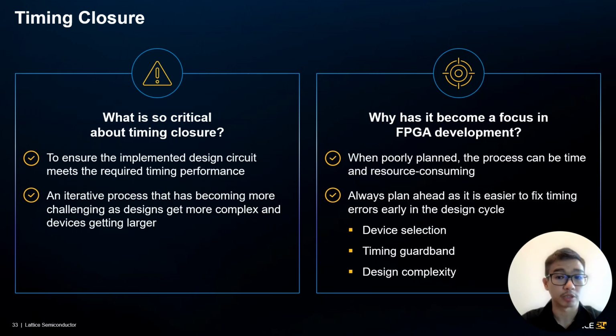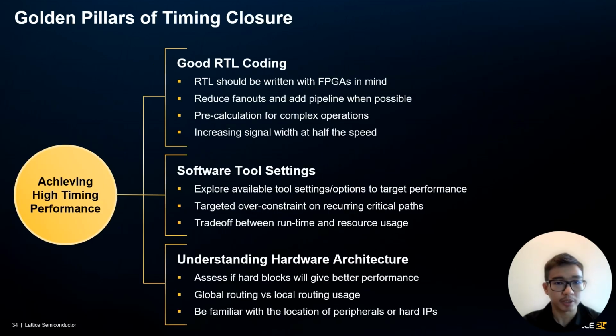Some of the considerations that will affect timing performance includes device selection, extra timing margin or guard band, and the complexity of the design. Listed here on this page is the 3 golden pillars in achieving good timing performance. A good RTL coding style will go a long way, where the code should always be written with FPGAs in mind due to its inherent restrictions.